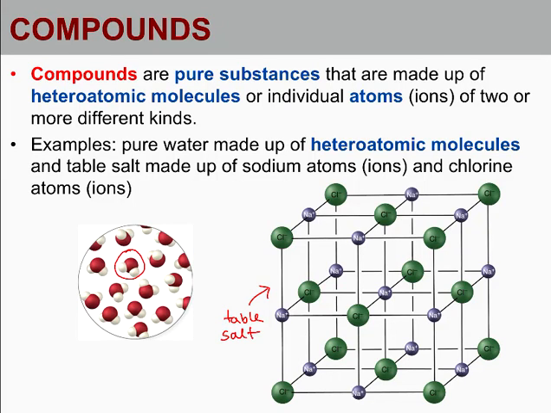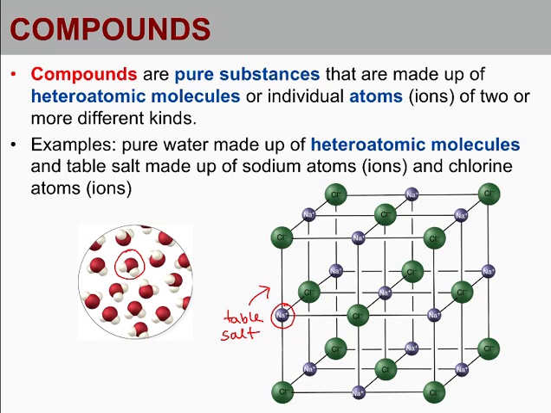So table salt is made up of sodium atoms and chlorine atoms. And if we were able to zoom in on a salt crystal, we would see that there's this really organized crystal lattice, we call it. And every sodium ion, which are these small purple spheres, is surrounded by chlorine atoms. And every chlorine atom is surrounded by sodium atoms. So eventually we get this alternating pattern of sodium and chlorine atoms.